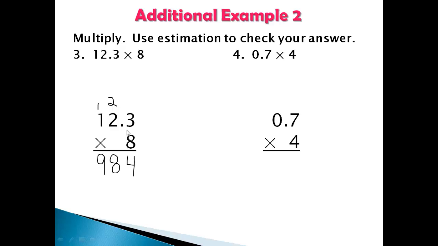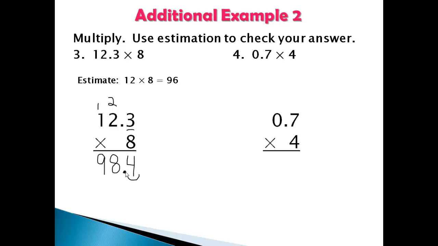We have one number after our decimal, so we're going to move our decimal one place over. So our answer is going to be 98 and 4/10. Our estimate would be 12 times 8, and that is 96. So our answer is reasonable because 98 and 4/10 is close to 96.